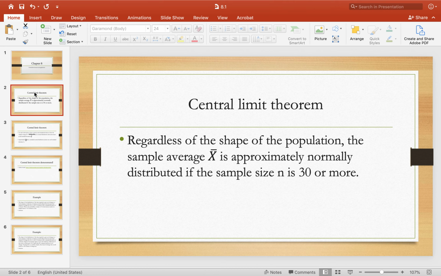And that is whenever you have a sample average, that sample average has a distribution that's approximately normal. And you need a sample size of 30 or more, ideally, to use this normal approximation. Here's another formulation of the central limit theorem.